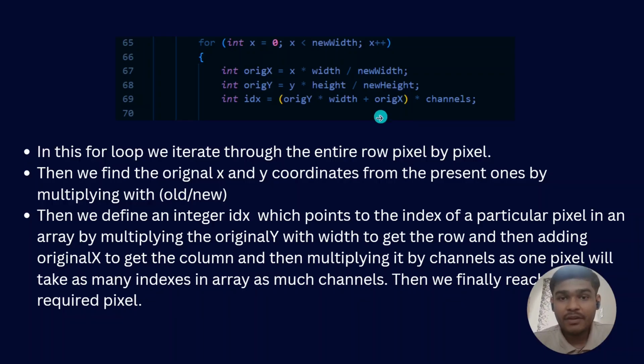Here we have reached the particular row using the original y into bit, and now adding original x gives us the original column number of that particular pixel. And then we multiply this whole address with the number of channels, because as we know, each pixel occupies three spaces in the array because it is an RGB. It can occupy four also, but we are taking the general condition of a colorful image, which is an RGB image. So we multiply it with channels.